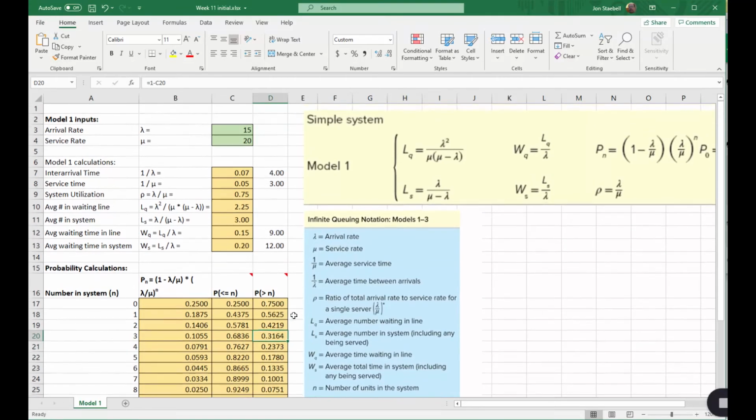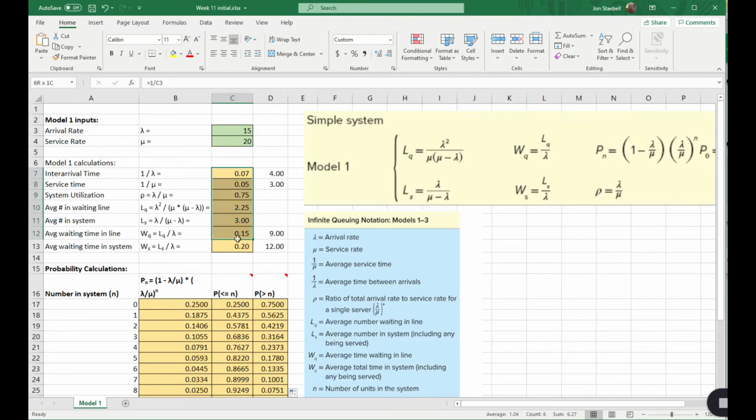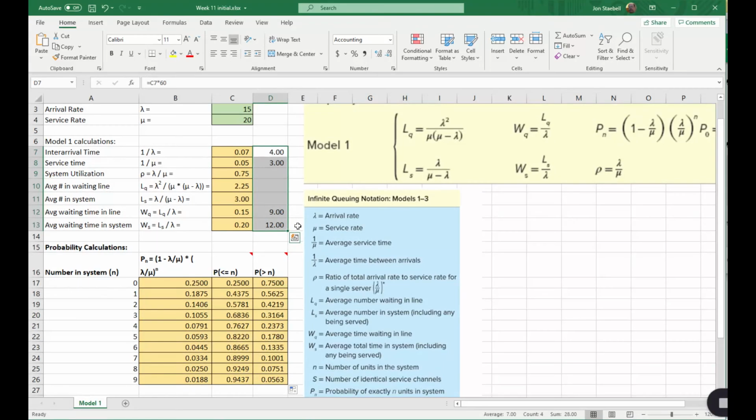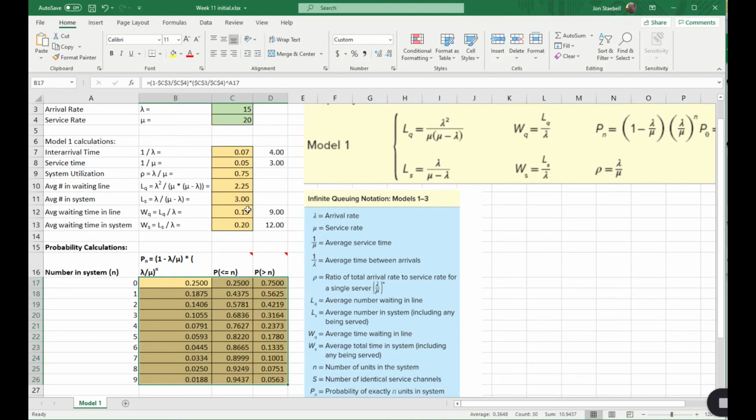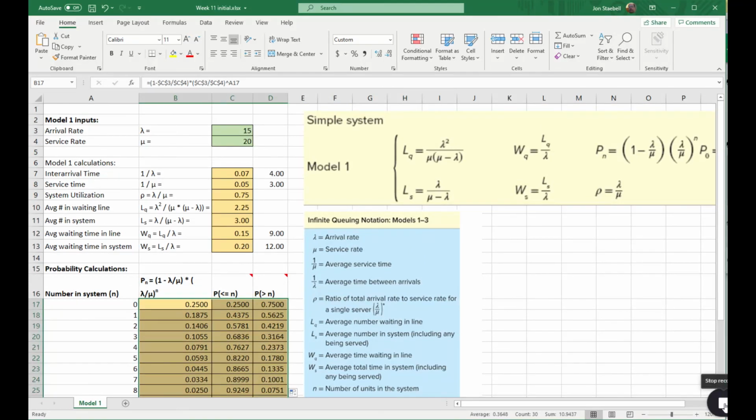To just say that what we did is we added the formulas to calculate these numbers here. We converted some of them to minutes instead of fractions of an hour, and then we calculated the probabilities down here. You've got all the formulas in column B here spelled out. So hopefully this makes sense, but if not, if you have any questions, let me know. Otherwise, you can go on to the next video.